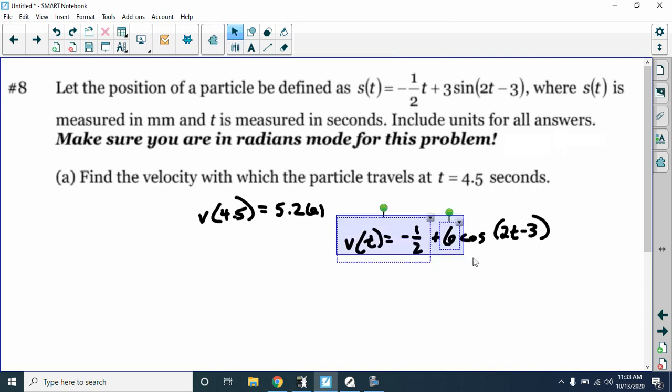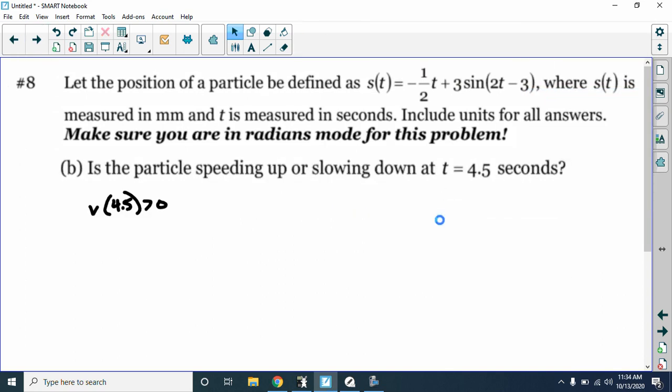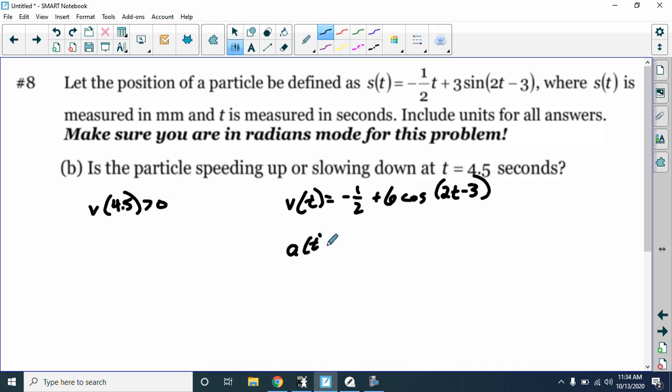So acceleration is the derivative of velocity. So again, you could do it one of 2 ways. You could either graph velocity and use dy/dx on the calculator, or you could find the derivative by hand. Derivative of a constant is 0. Derivative of cosine is -sine, times the derivative of the inside, times 2. And I also had this 6. So 6 times the derivative of the inside is where that 12 comes from. And then plug in 4.5.